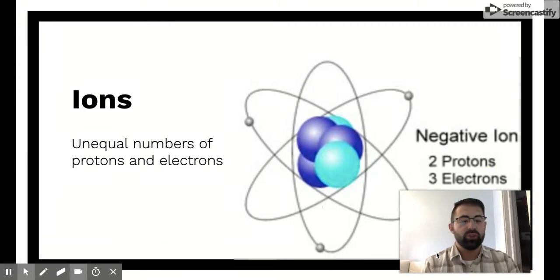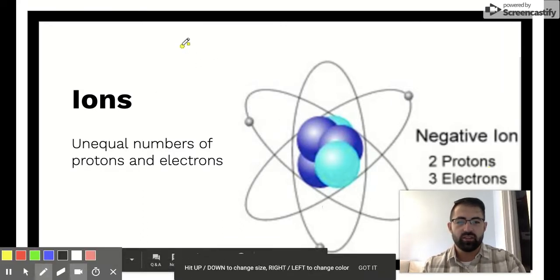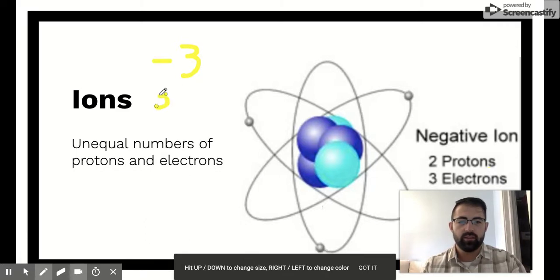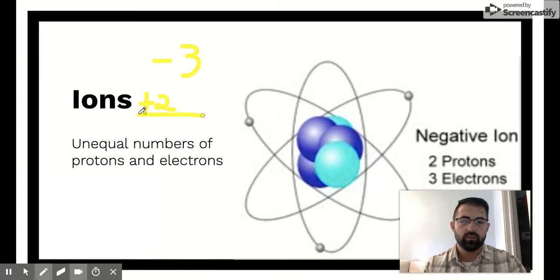Ions have an unequal number of protons and electrons, so it ends up with an electric charge. So a negative ion has, for example, 2 protons and 3 electrons. Given that 2 protons make it helium, this is a very unlikely ion. Helium doesn't generally ionize, but for illustrative purposes, it's good. A negative ion has more electrons than protons, because there's 3 negative charges and 2 positive, and so we end up with just -1.